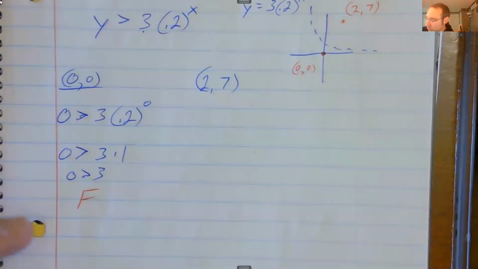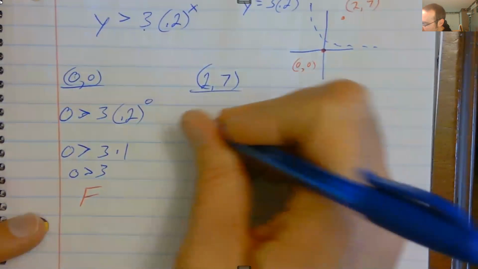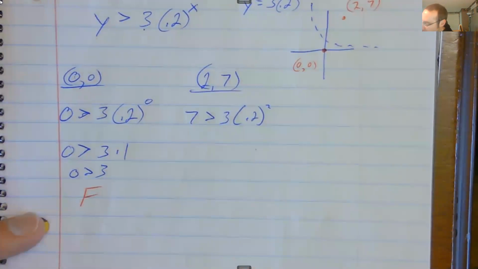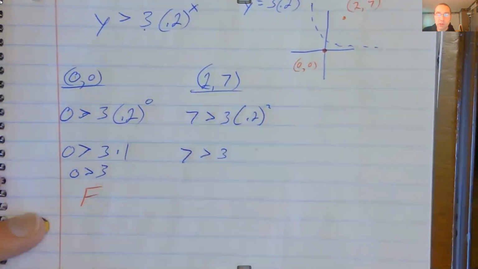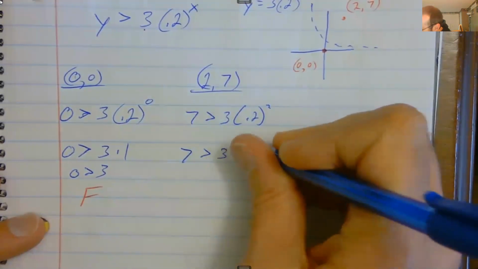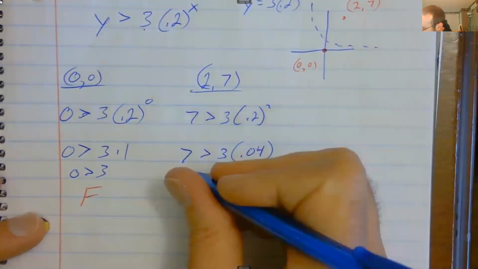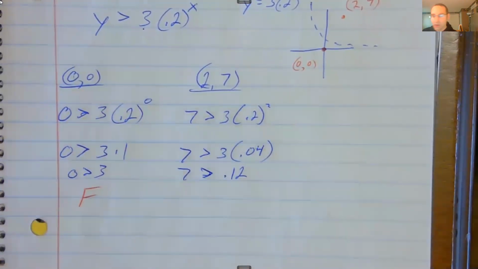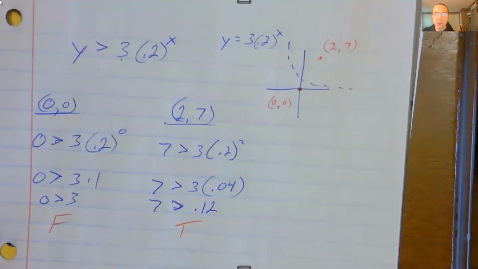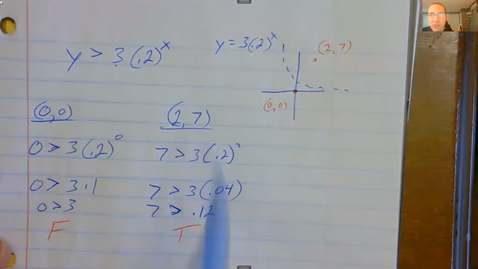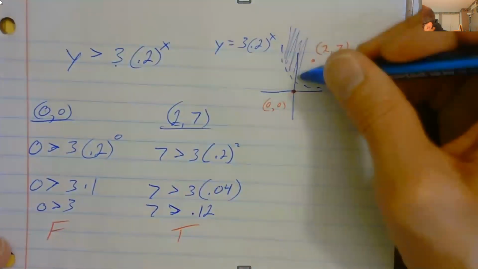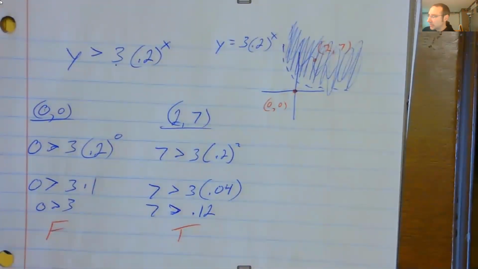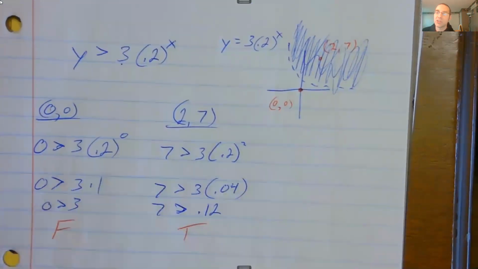All right, let's try 2, 7. See if we get something true on this side then. 7 is greater than 3 times 0.2 to the second power. Let's see, 0.2 times 0.2 is 0.04. And 3 times 0.04 is going to be 0.12. Is 7 greater than 0.12? Sure is, that's true. So we're shading on the side that has the 2, 7. I'm going to shade everything up here. So my solution is not including the dotted curve, but everything shaded above it.